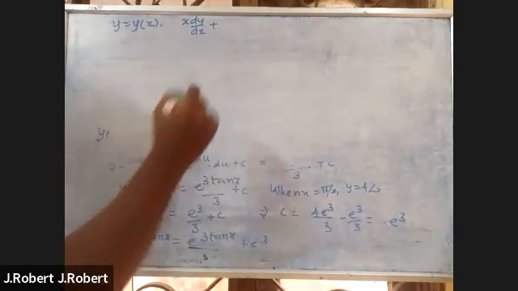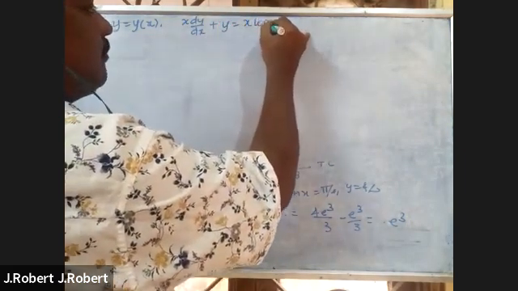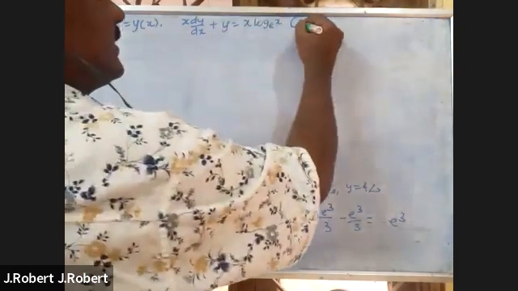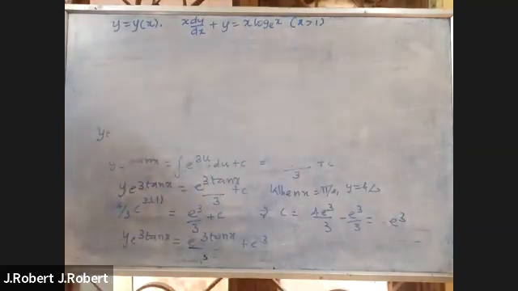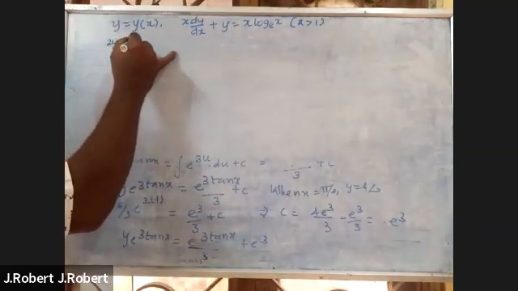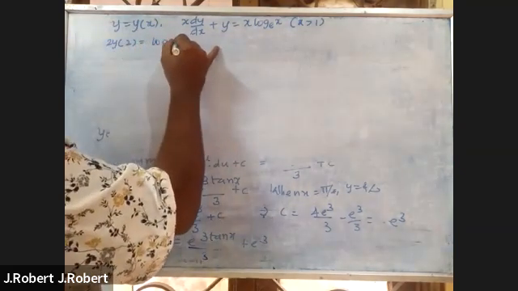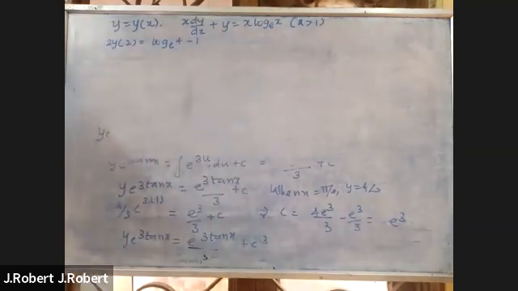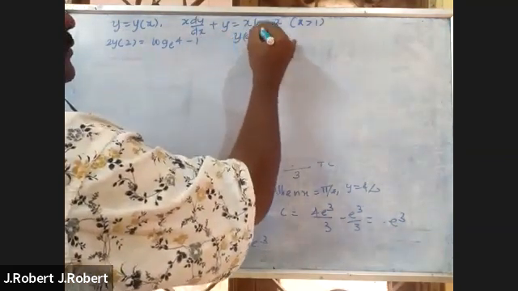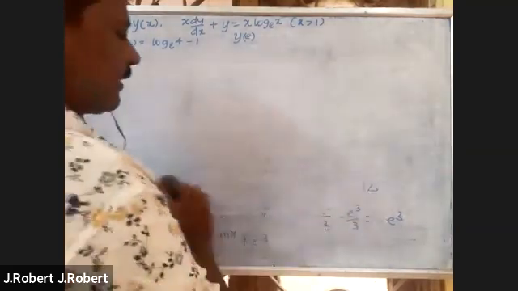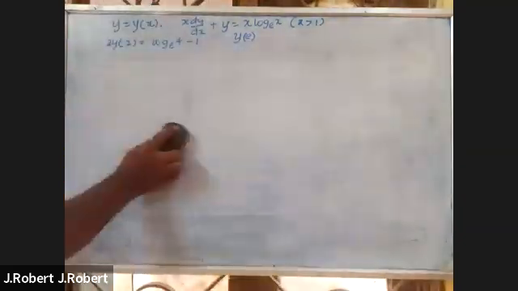x dy by dx plus y is equals to x log base e x, where x is greater than 1. If 2 into y of 2 is equals to log base e 4 minus 1, then y of e is equals to, that is the question. Please listen carefully. You have to listen very, very carefully here.